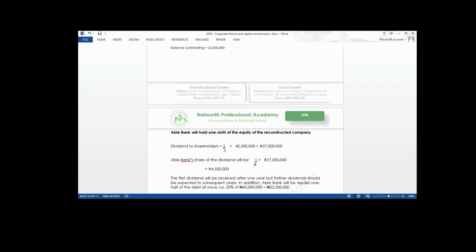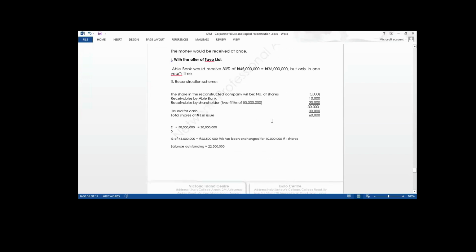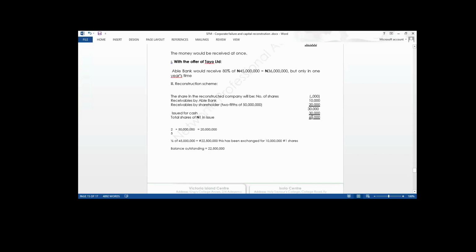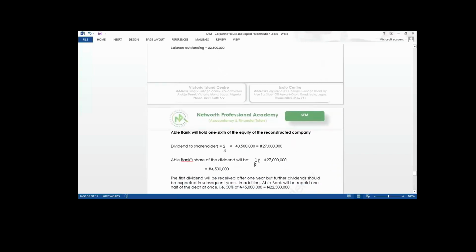27 million, sir. Yes, sir. Now, out of this 27 million dividend to shareholders, how much will Able Bank get? Able Bank has 10 million shares out of 60 million, so 10 over 60, which is also 1 over 6. That is how the dividend will be shared. Able Bank will receive 10 million over 60 multiplied by 27 million. Able Bank will get 4.5 million as dividends.